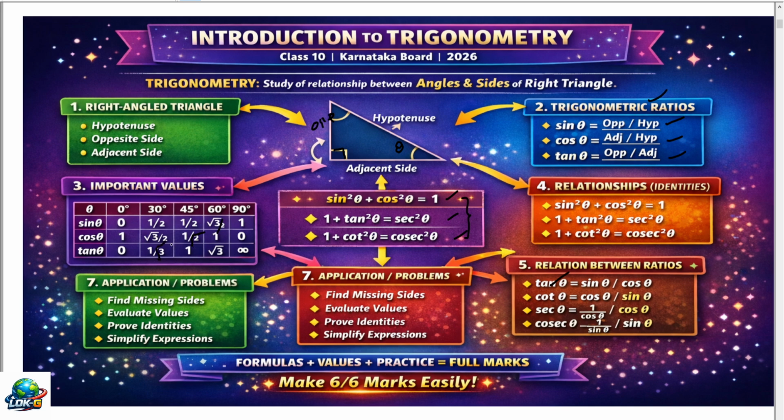Tan 45 is equal to 1, tan 60 is equal to root 3, tan 90 is equal to infinity. Remaining ratios can be obtained by taking the reciprocals of them. You are already perfect in it. And coming to application problems, very important.